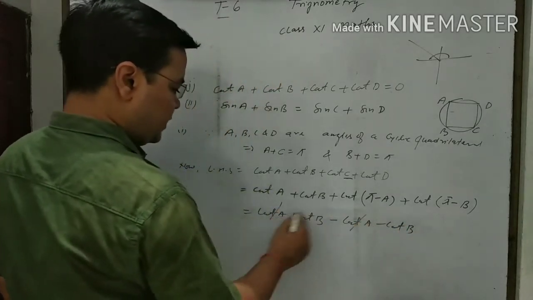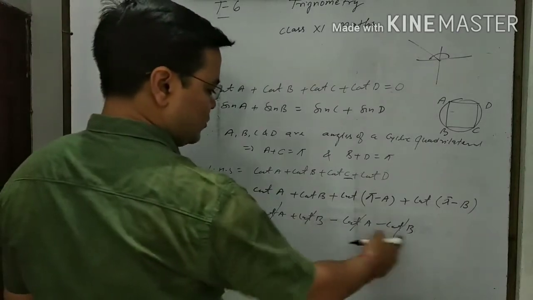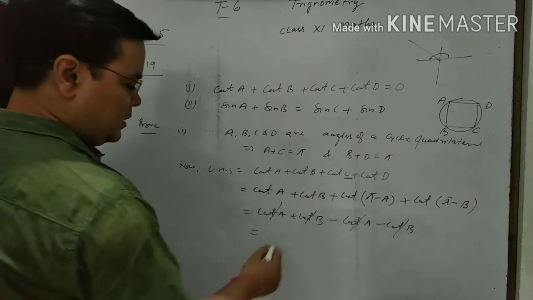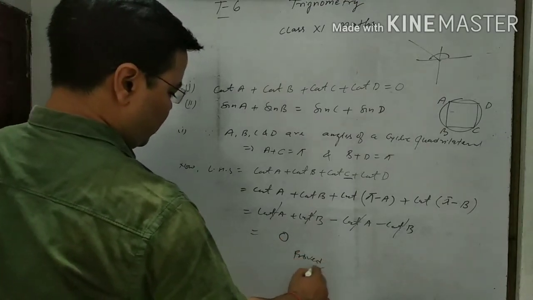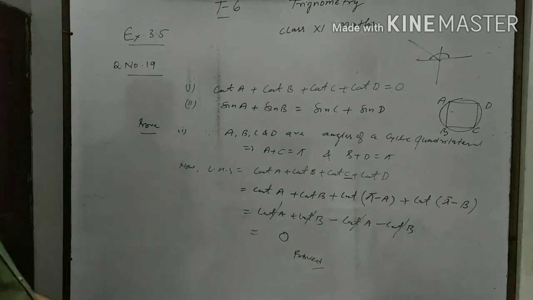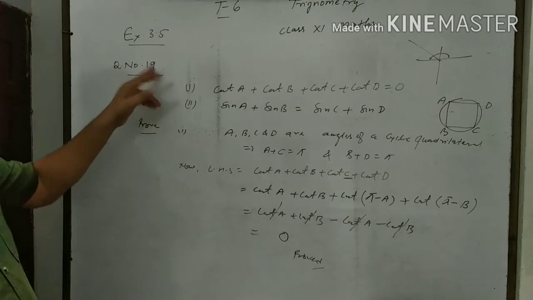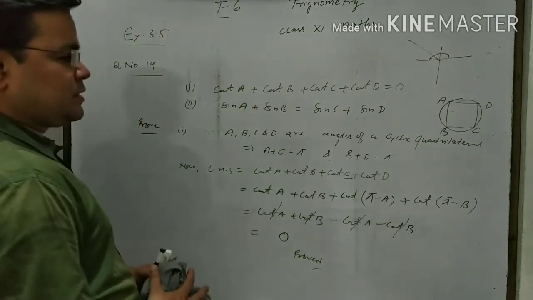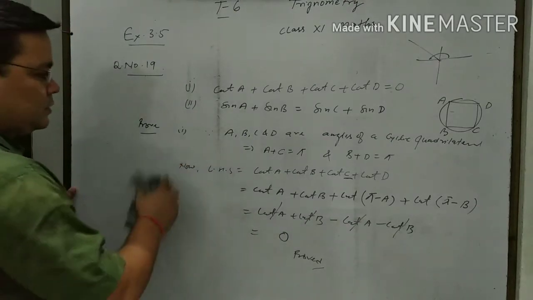Now cot A and cot B cancel: cot A plus cot B minus cot A minus cot B cancel, and its value will be 0. Okay. So in this way we can prove the first part of question number 19. Now how do we solve the second part? Okay, the second one.